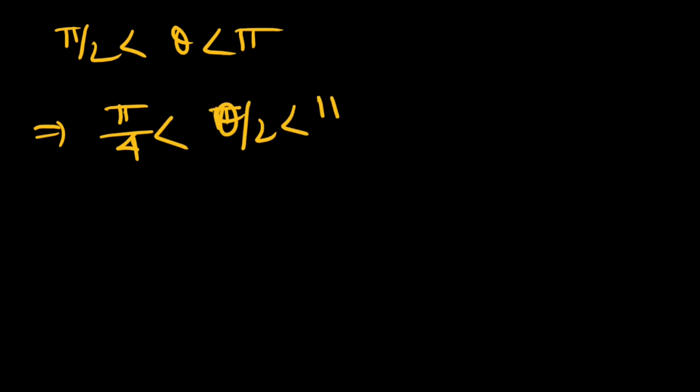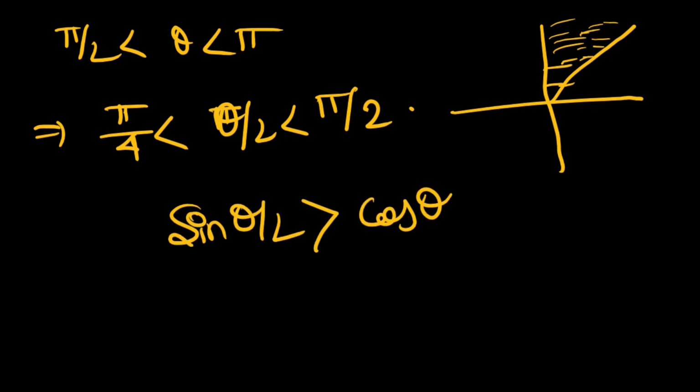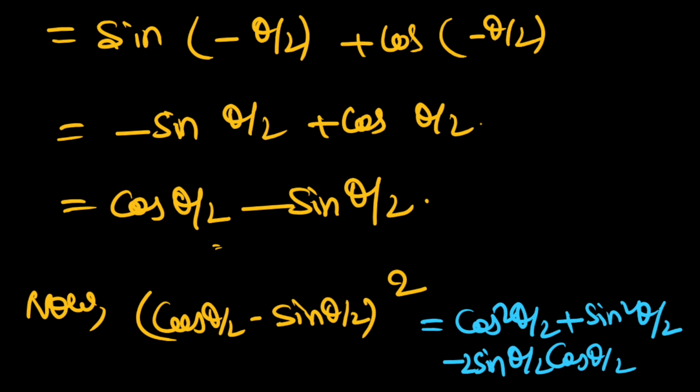Now theta lies between pi by 2 and pi, that means theta by 2 lies between pi by 4 and pi by 2. In this range, sin theta by 2 is greater than cos theta by 2, which implies cos theta by 2 minus sin theta by 2 is less than 0. That means this value is negative. We find in this way that this value is negative.